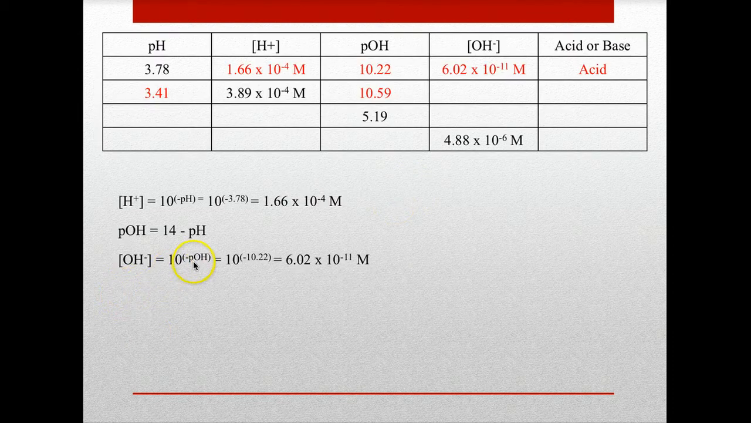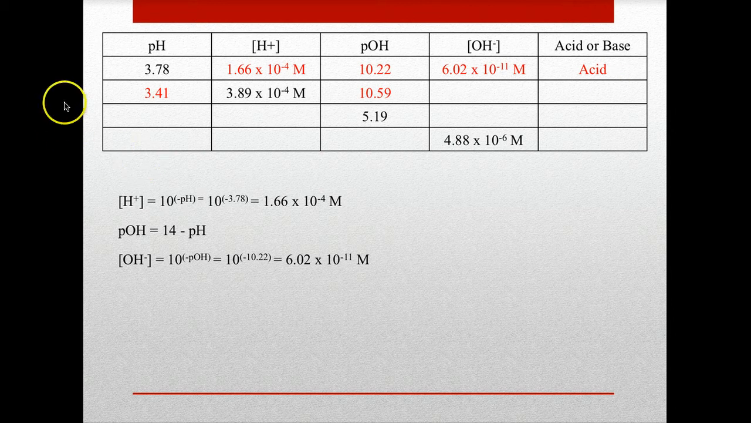Okay, so 10 to the negative pOH. Your pOH is 10.22, so it's 10 raised to the power of negative 10.22. So we get the answer of 6.02 times 10 to the negative 11 molarity. Okay, now finally, we need to say if it's an acid or a base. What you're going to do is refer back to the pH to tell if it's an acid or base. Remember, if it's under 7, less than 7, then it's an acid. Okay, so we put acid there.